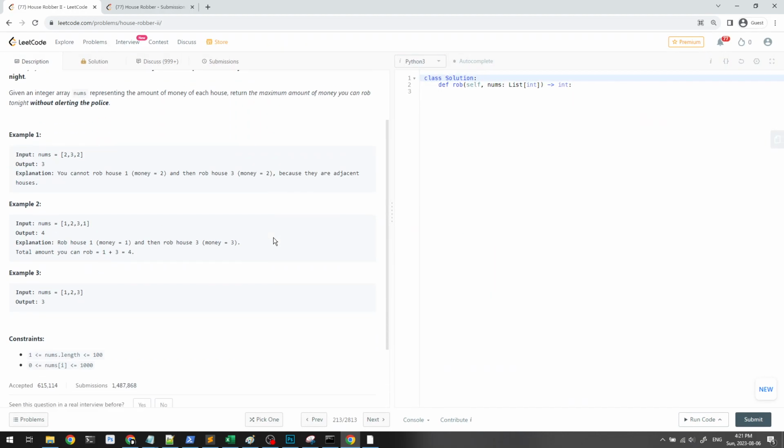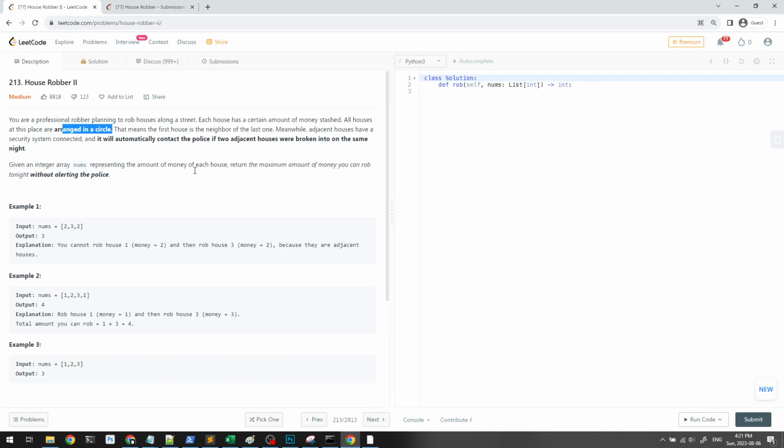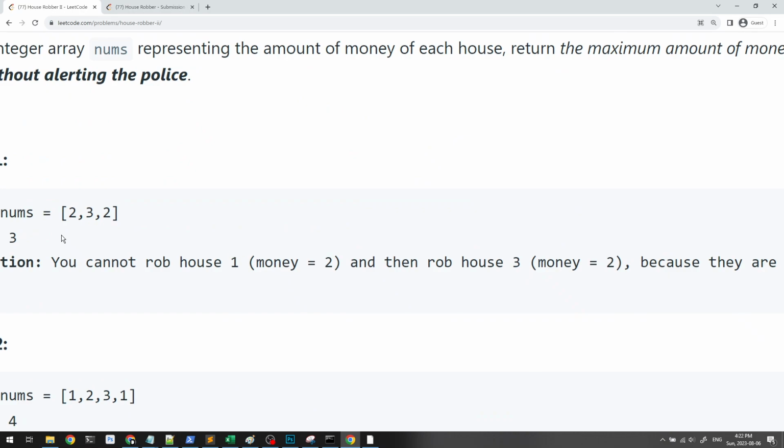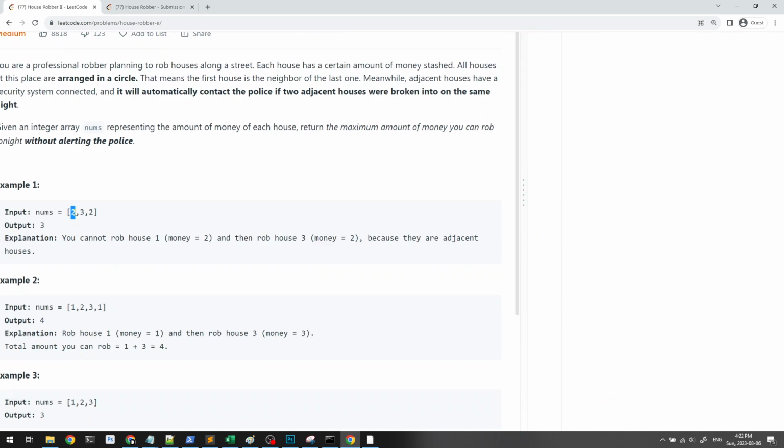Okay, so we've actually done a similar problem before. We've done the problem House Robber 1, and in House Robber 1, essentially the description is exactly the same, but the only difference is that the houses are not arranged in a circle. So what this means is that, for example, this last house is not connected to this first house. So in House Robber 1, if we rob the last house, it doesn't stop us from robbing the first house. But in this case, we actually are stopped from doing it.